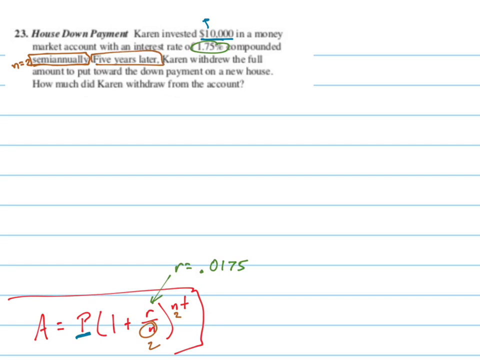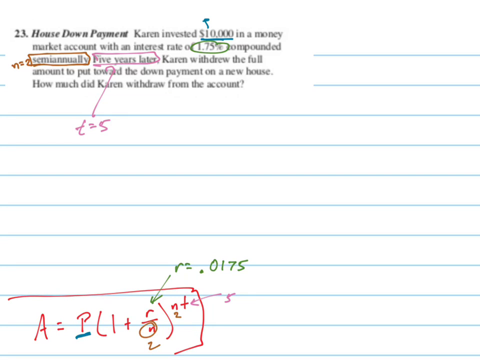5 years later, that's T. Oops, let me change that to a different color. 5 years later, that's T. So there's your T. T equals 5. So we've got just about everything.